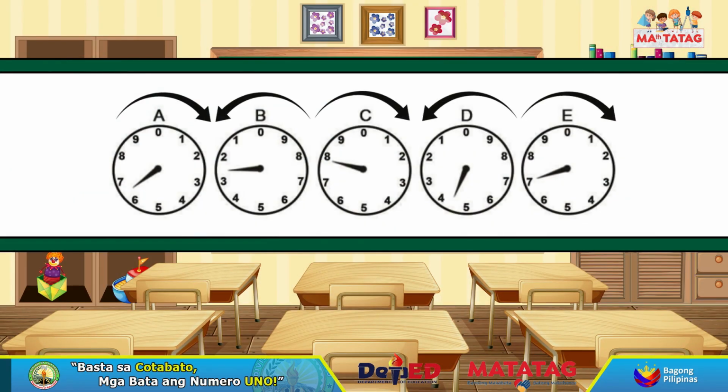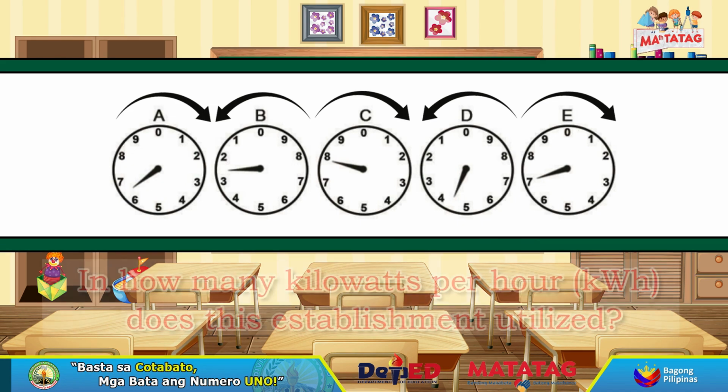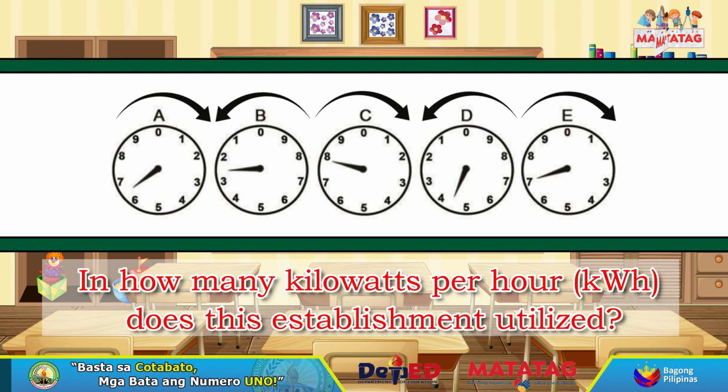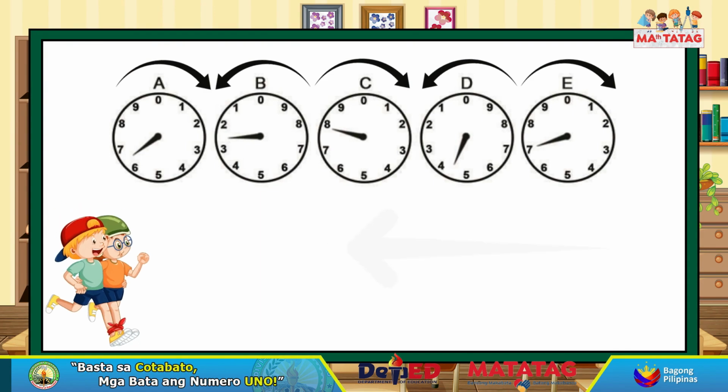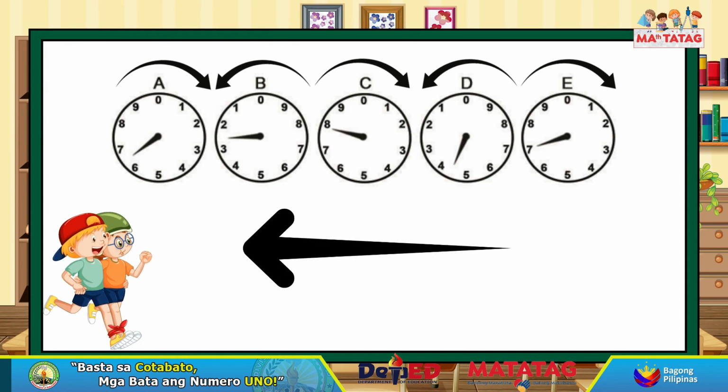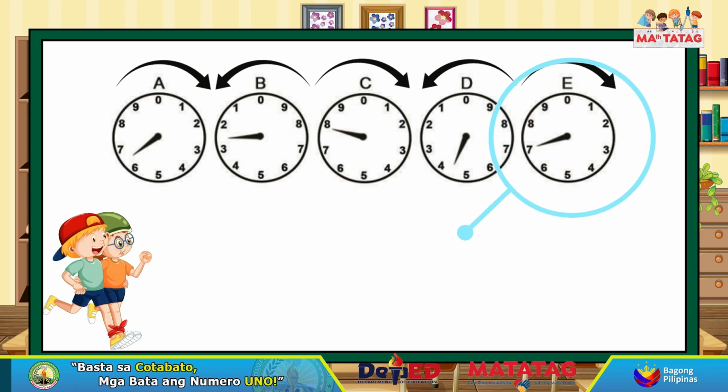The first example shows the following meter reading on each dial. Suppose this is the electric meter reading of one of the establishments in your area. In how many kilowatts per hour does this establishment utilize? Now, let's start reading the dials from right to left. Try to name each dial from A to E if you are still confused when reading them.